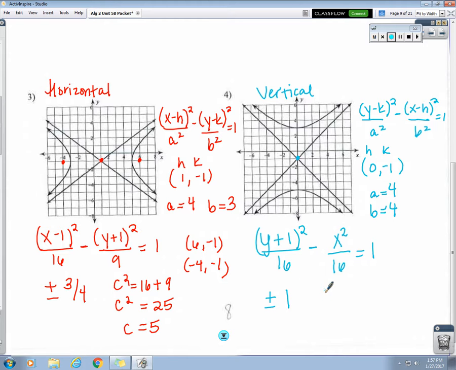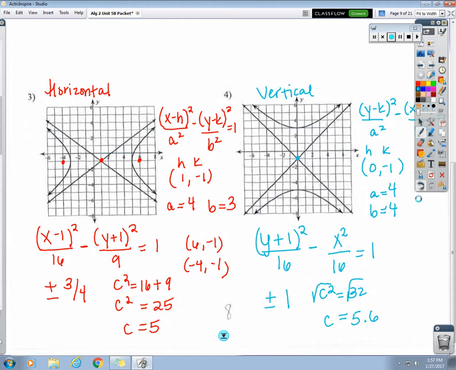And then for your foci, c squared equals 16 plus 16, which is 32. What's the square root of 32? 5.6. It rounds to 5.7 because it's 5.65. Okay, so if I go up 5.7, 1, 2, 3, 4, 5.7. So isn't that 0, 4.7? And then if I go down 5.7 from the center of the hyperbola, that's 0, negative 6.7.